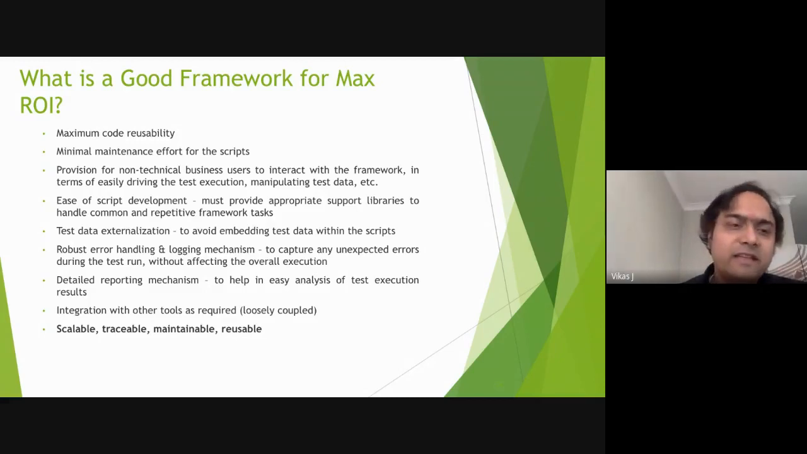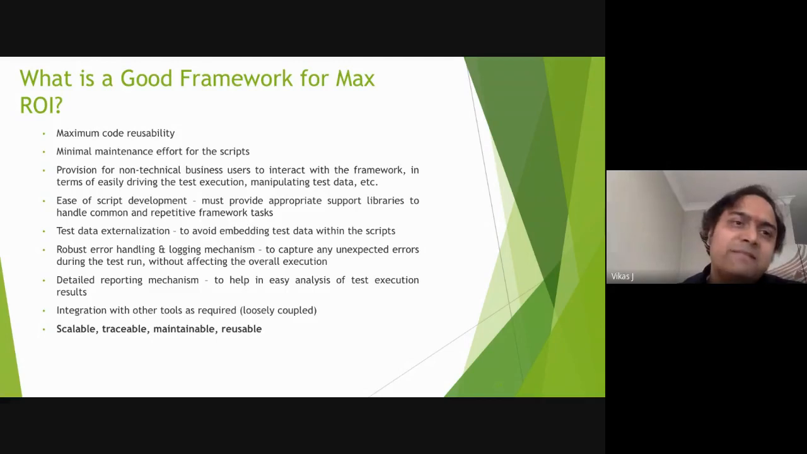And apart from that, we need to have integration with other tools, especially the test management tool. If you're using Jira, ensure that it can be integrated with Jira. If you're populating any results, ensure that they're populated in, say, a Jira ticket or Zephyr or whatever other test management tool you're using. And again, I'm emphasizing that you ensure your code, your framework, is scalable, traceable, maintainable, and reusable. Only then you will get good ROI.